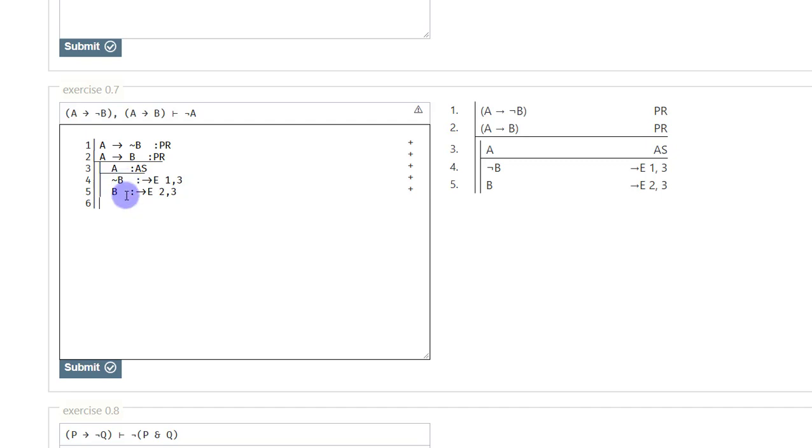Okay, so now on 2 consecutive lines, I have a contradiction, not B and B. So back here against the main vertical line of my proof, I can put the opposite of my assumption, which is not A. And that's going to be negation introduction, because I'm adding a not sign here. And the subproof is lines 3 through 5.